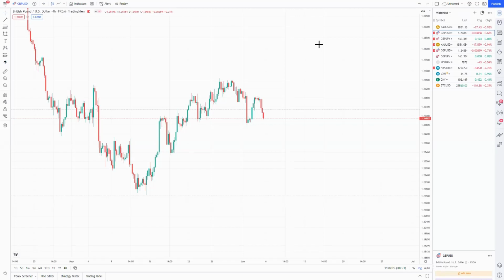So this is another episode of the Forex Market Outlook, and we'll be looking at XAUUSD, that's gold, GBPUSD, and GBPJPY.